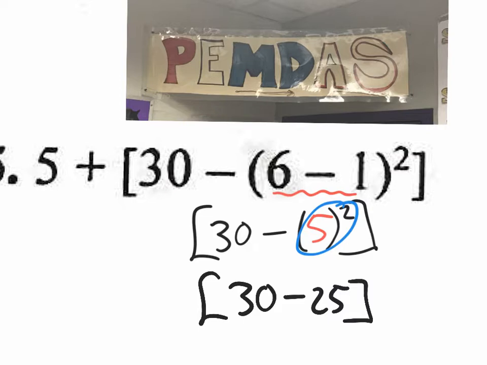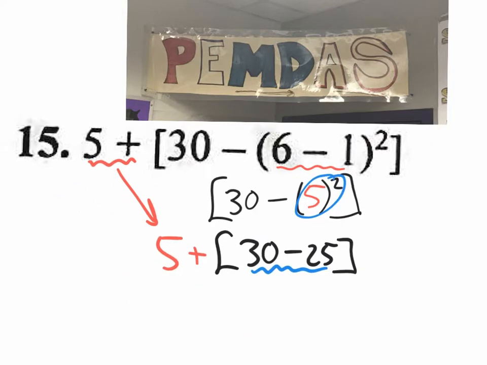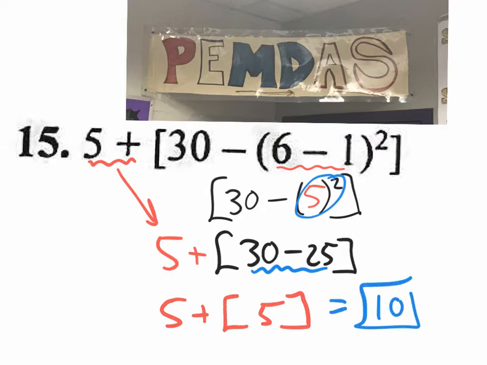And we might as well bring down this 5 plus so we don't forget it. So we're still inside the brackets. And inside the brackets we have 30 minus 25. What's 30 minus 25? 5. So we really have 5 plus what you guys just said. The answer is 5. Now we don't even need the brackets anymore. 5 plus 5 is 10. We are done. And of course, you should be able to check the answers on the back of your page.